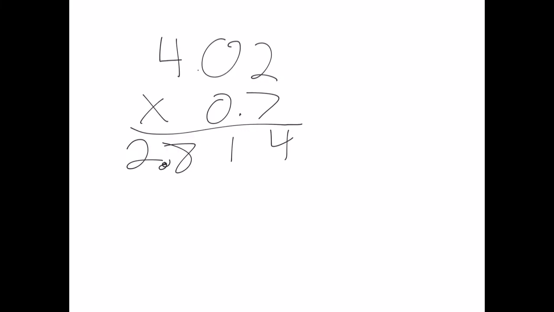Now for the check step. We're going to round. So 4.02 would be 4. And 0.7 would be 1, which equals 4. And that is a reasonable answer. And then you're done.